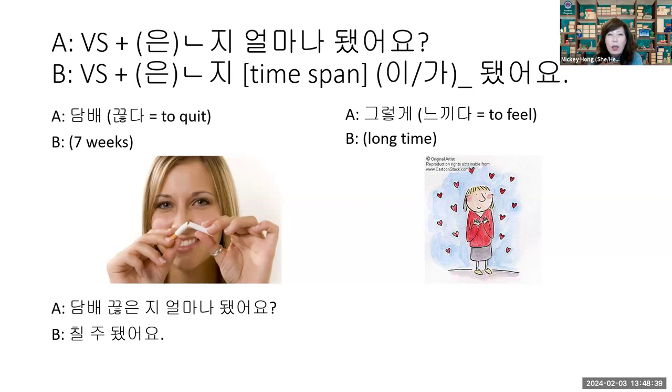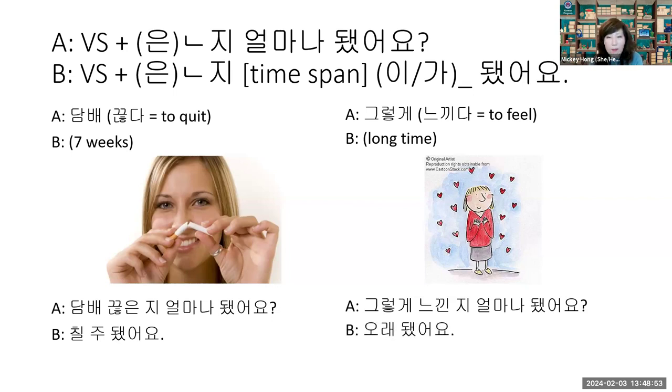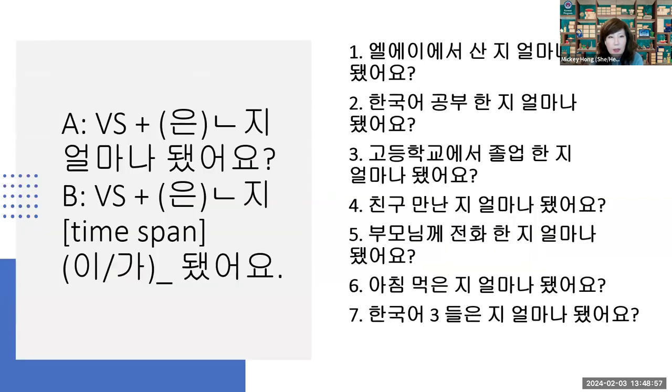How long have you felt that way? 그렇게 느끼다 is to feel. How long have you felt that way? 그렇게 느낀 지 얼마나 됐어요? 오래됐어요. It's been a long time that I've been feeling that way about somebody. Try to translate these sentences and answer them.